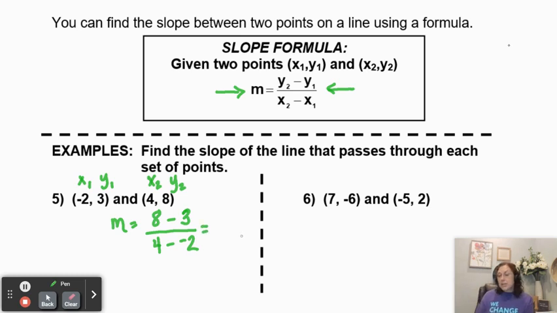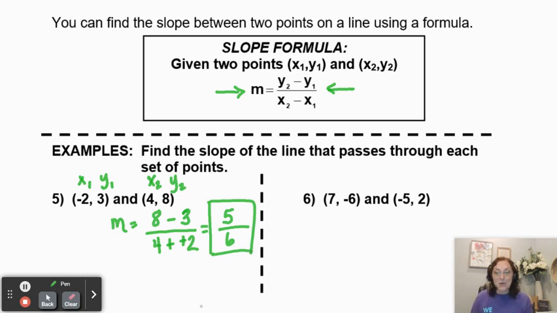Now the subtraction here on top is pretty easy. 8 minus 3 is 5. And on the bottom, I want you to think about adding a line to that subtraction sign and changing the sign of the next number. Let me say that again. We change subtraction to addition, adding a line, by changing the sign of the next number. So instead of 4 minus -2, now I've got 4 plus 2, and that's 6. And 5/6 would be my slope.